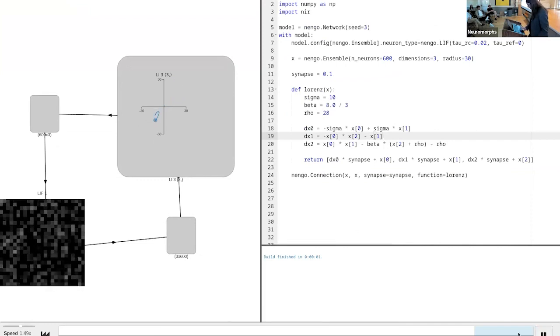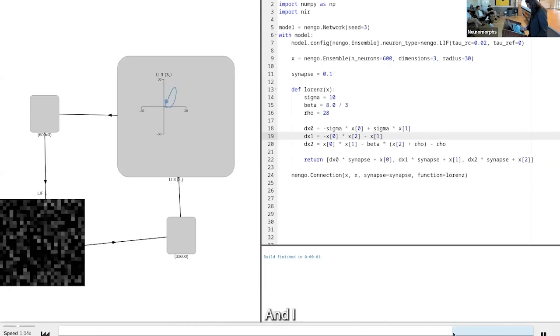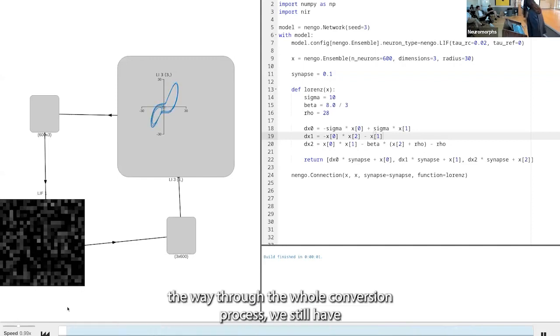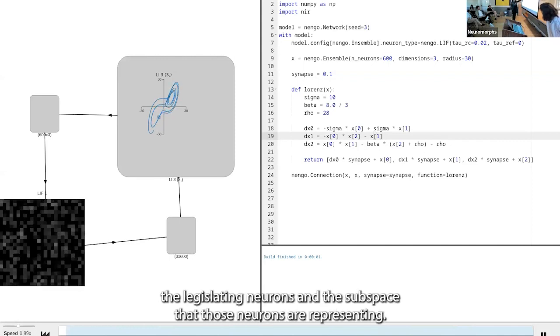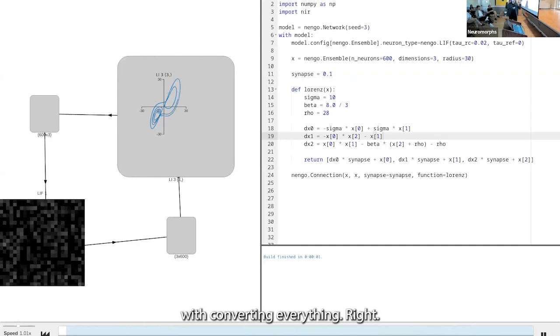And if I press play, just to show that the whole system works. There we are. Nice. Going through the whole conversion process, we still have a bunch of spiking neurons, and this is the subspace that those neurons are representing, and it worked. So we were able to convert in and out, and everything worked fine.